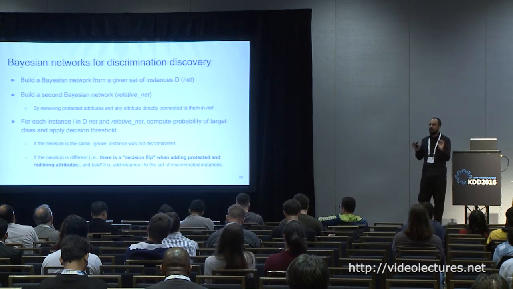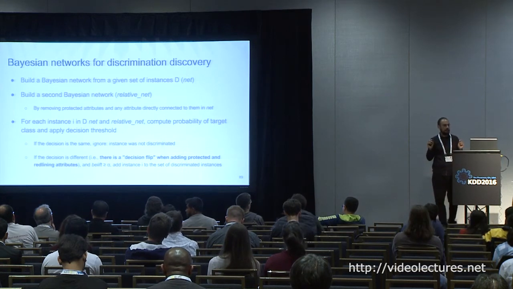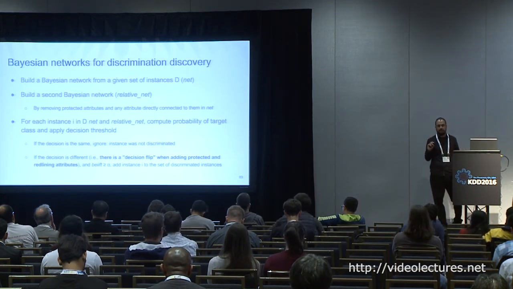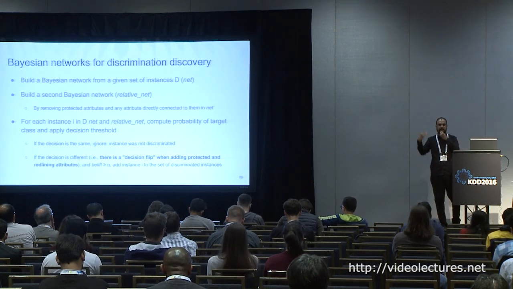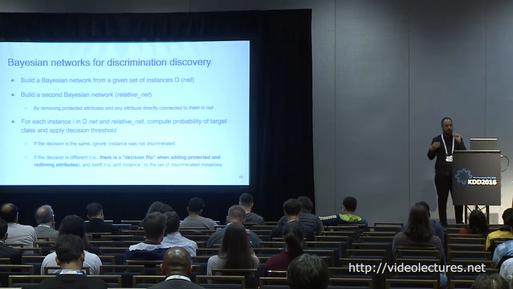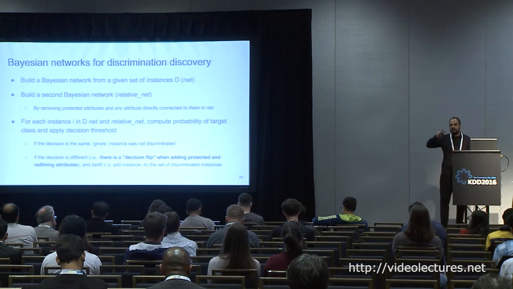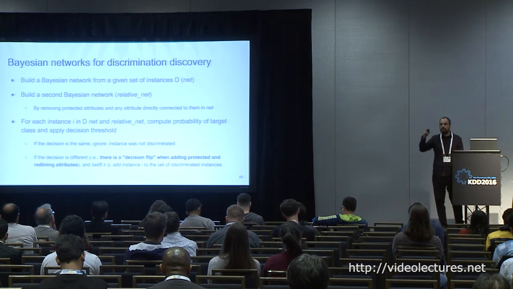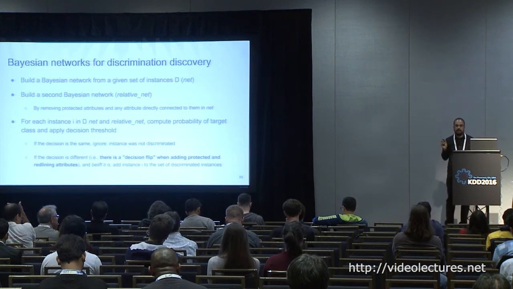And now we're going to use the two networks to compute the different probabilities, and we're going to apply this threshold. So if your new network computes the probability and there is a steep drop now, first, two things must happen. First is that the network that uses the protected attribute and the network that doesn't use the protected attribute give you a different decision for a certain class, right?